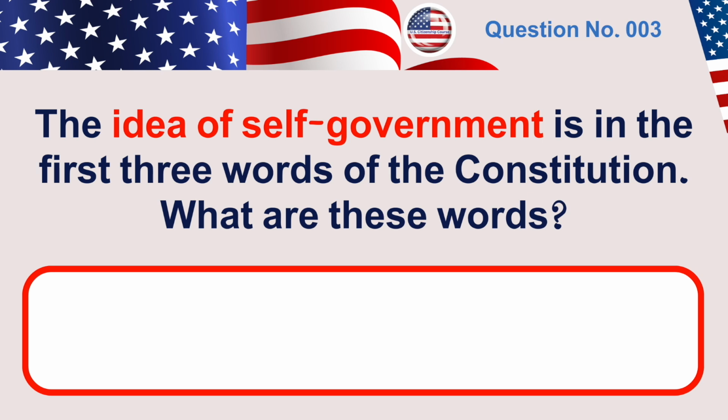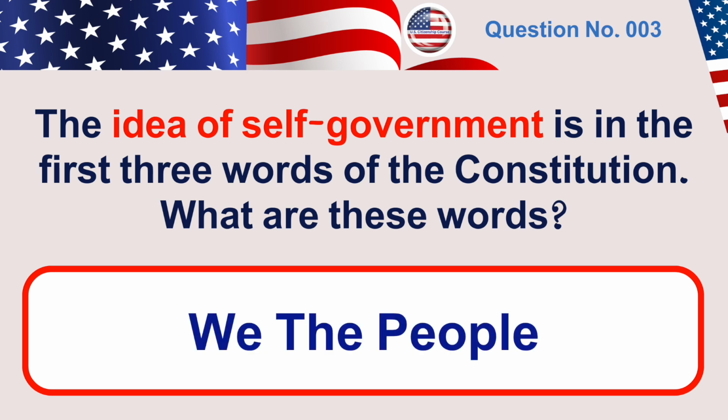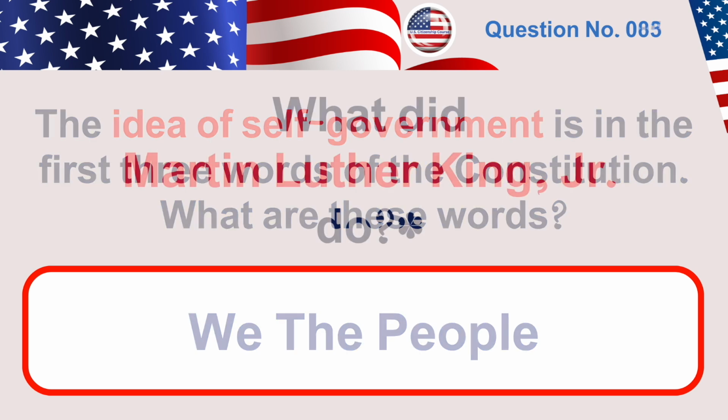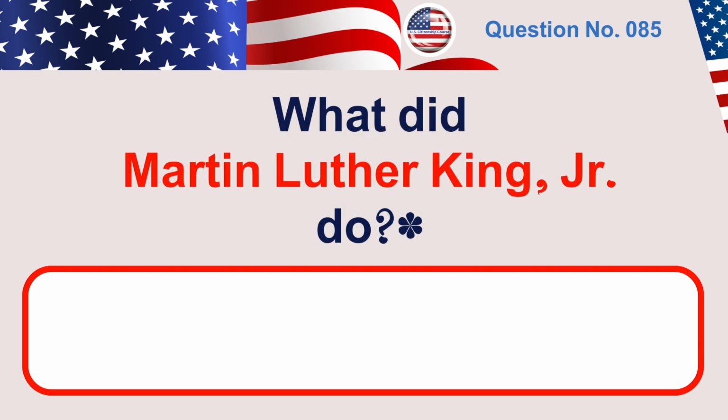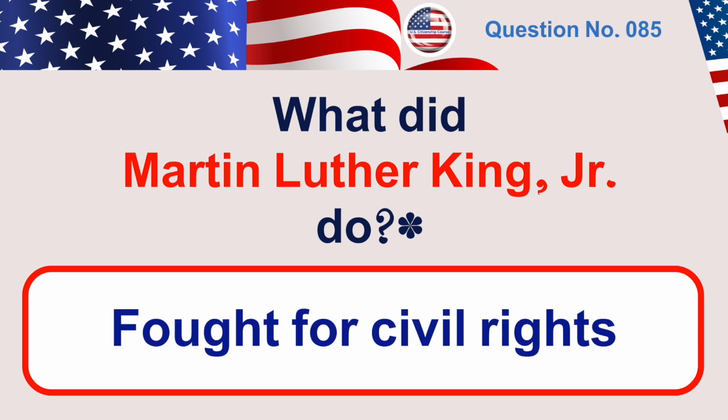The idea of self-government is in the first 3 words of the Constitution. What are these words? We the people. What did Martin Luther King Jr. do? Fought for civil rights.